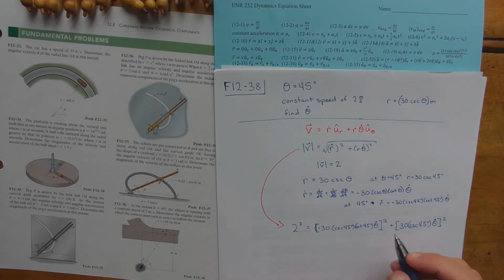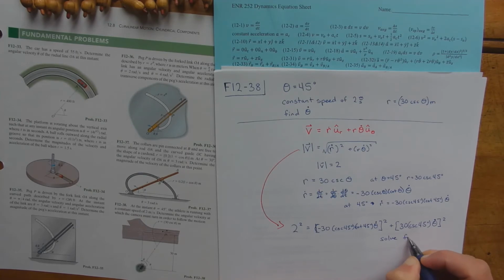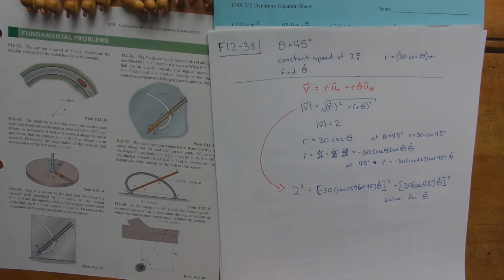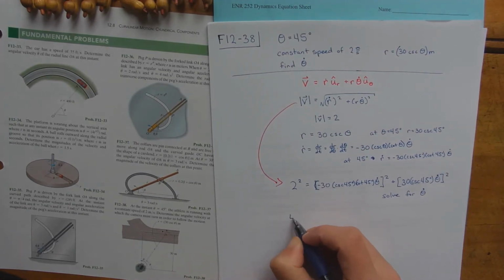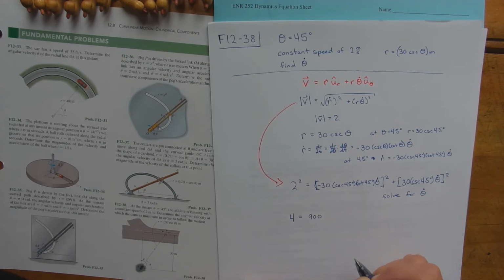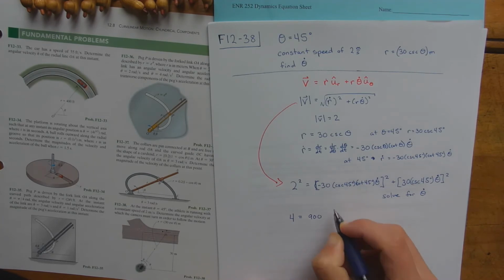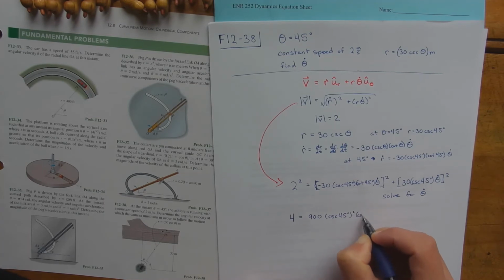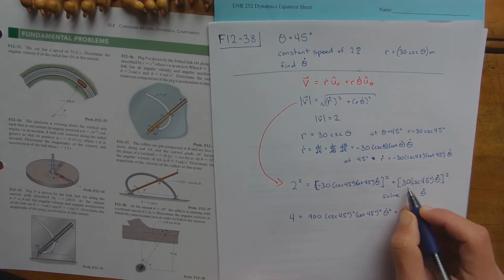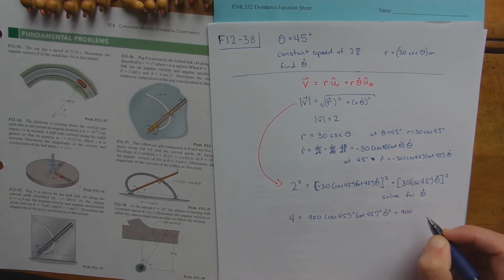Okay, now I can solve for theta dot, and that gives me the answer. So if you would like to do that on your own, you can go ahead and do that and just check back at the end to make sure that you have the right answer. Okay, so if we square 2, we get 4. If we square negative 30, we get 900. And then I have cosecant of 45 degrees squared, cotangent of 45 degrees squared, theta dot squared plus 30 squared is 900 again.